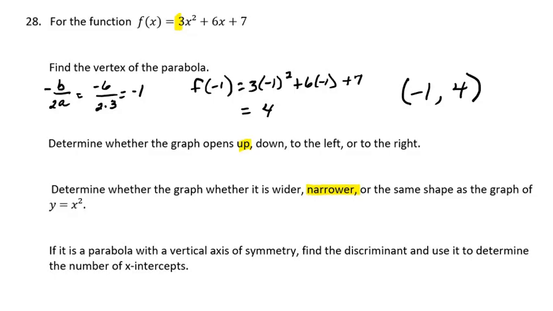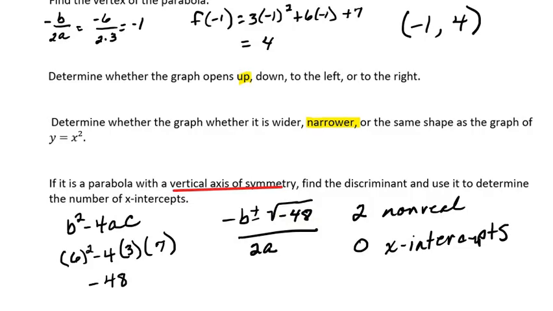The last part of this problem says, if it is a parabola with a vertical axis of symmetry, find the discriminant and use it to determine the number of x-intercepts. So I want to talk about this first part of the problem that says, if it has a vertical axis of symmetry. And it does, because those are the only types of problems that we are going to be studying in this course. So don't worry about the other types of parabolas.